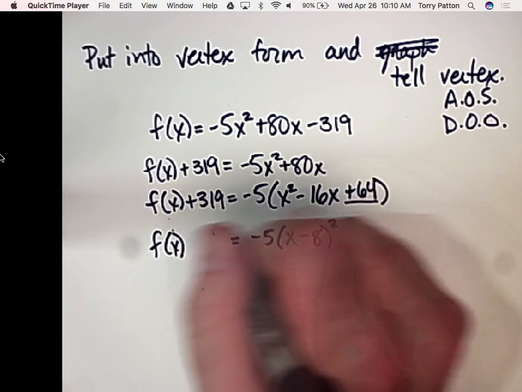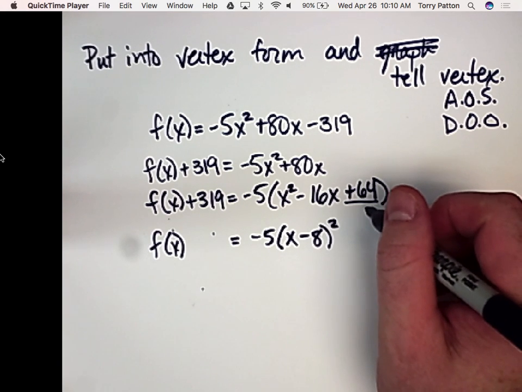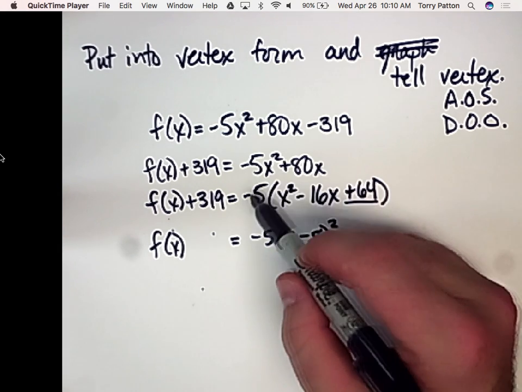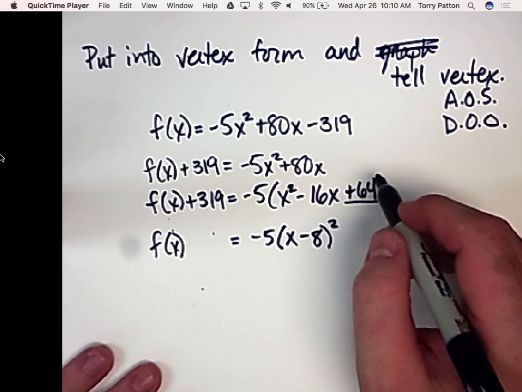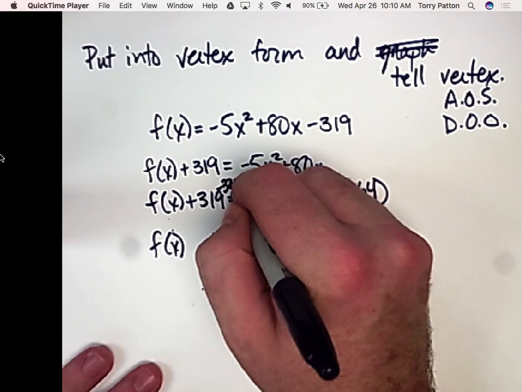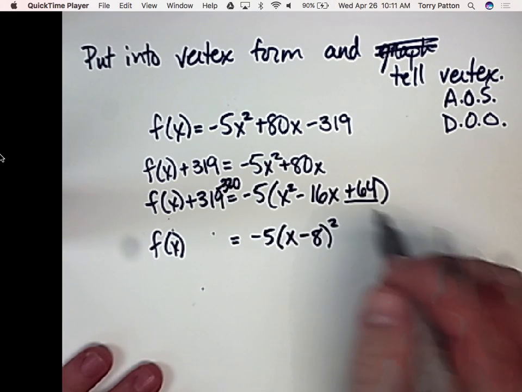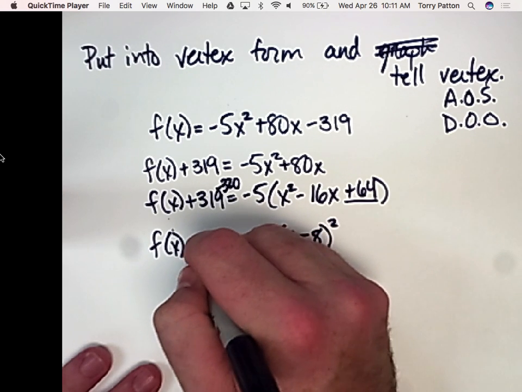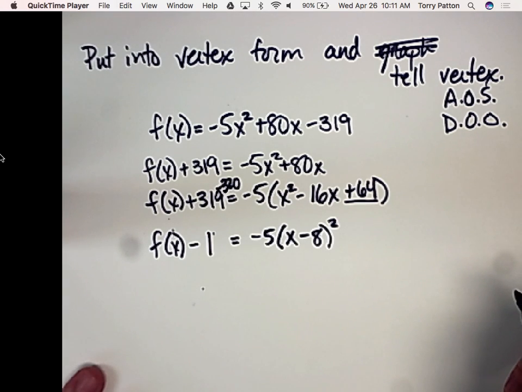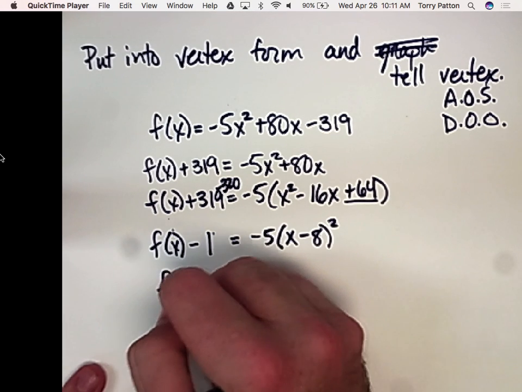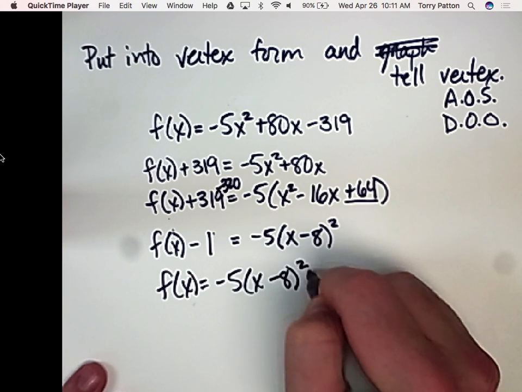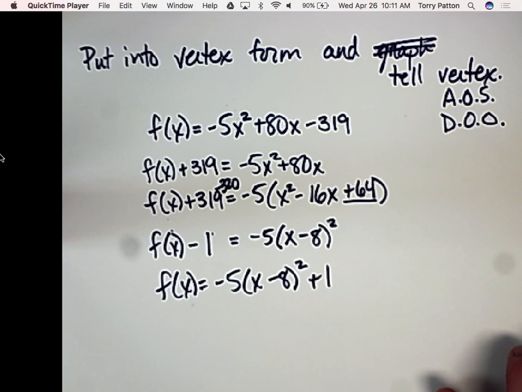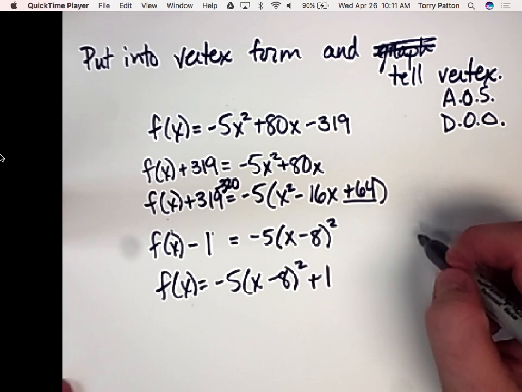Now, typically we would add 64 to both sides, but what did we really do? We subtracted 5 times 64, which is 320. So we're going to subtract 320, which gives us now just f of x minus 1 equals that. Then if we add that back, we can answer the 3 questions. What is the vertex?